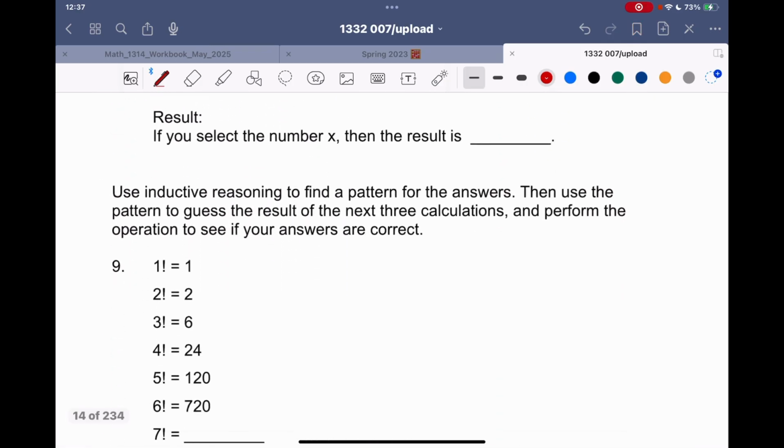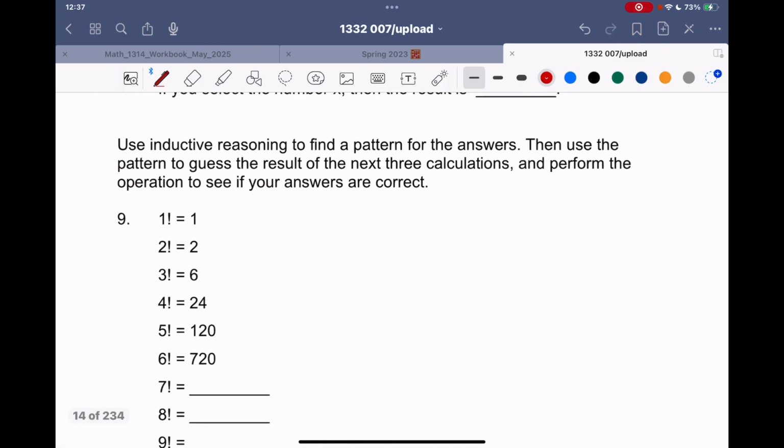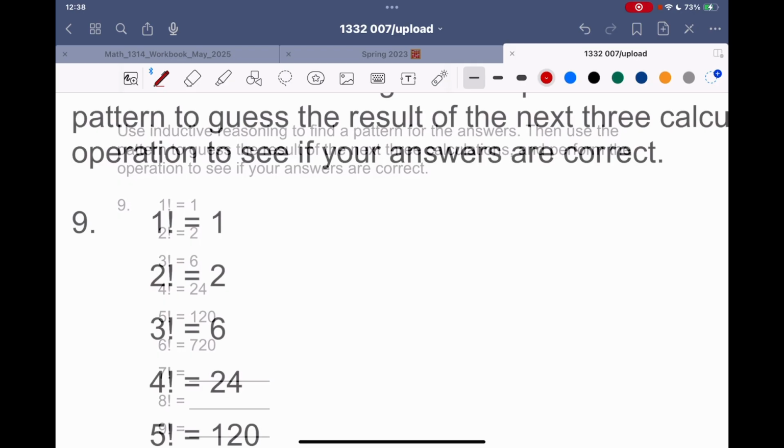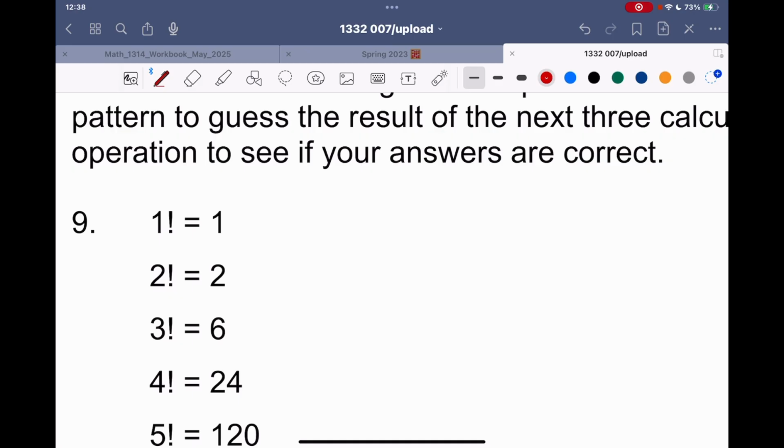I thought we were looking at 6. Let's look at number 9. So this is called a factorial. A factorial is an exclamation point after the number. So let's expand the factorial. It's basically like a counting number.